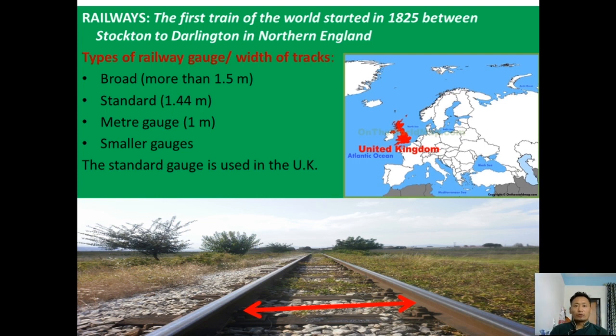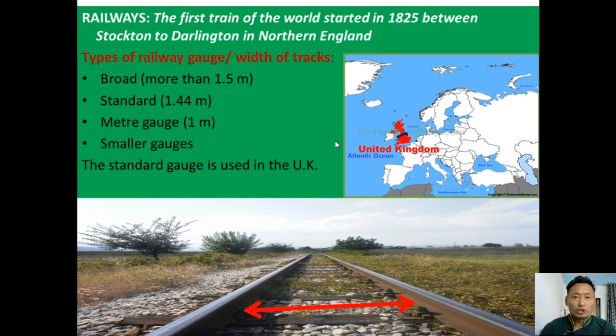Next we are going to learn about railways. The first railway of the world started in 1825 in England. This map shows England, the red line. The first train in the world started in 1825 in northern England, between two cities, Stockton and Darlington. This arrow shows Stockton to Darlington in northern England.